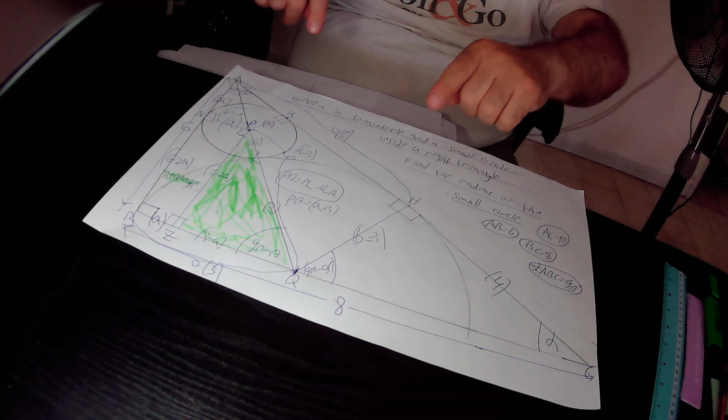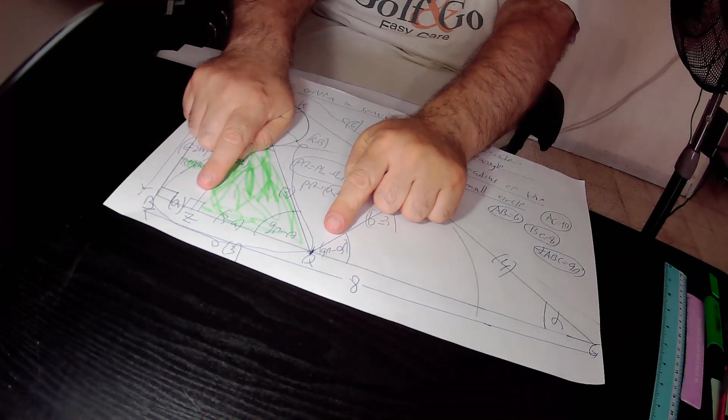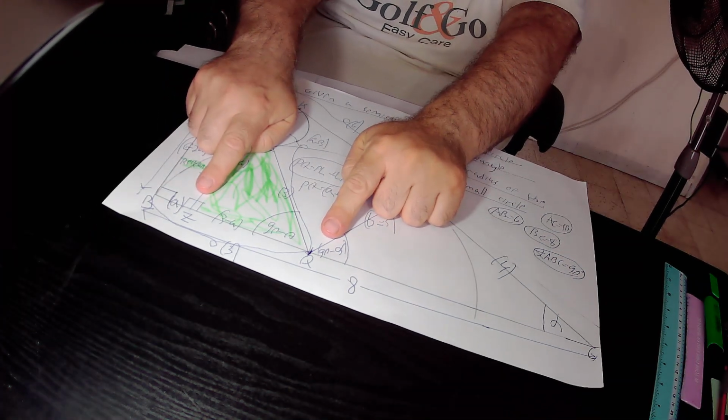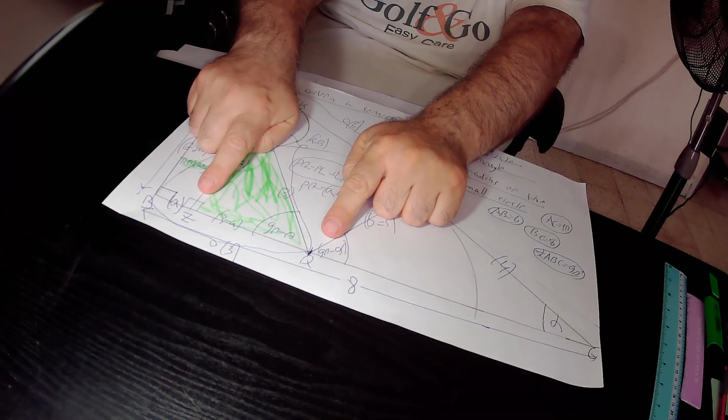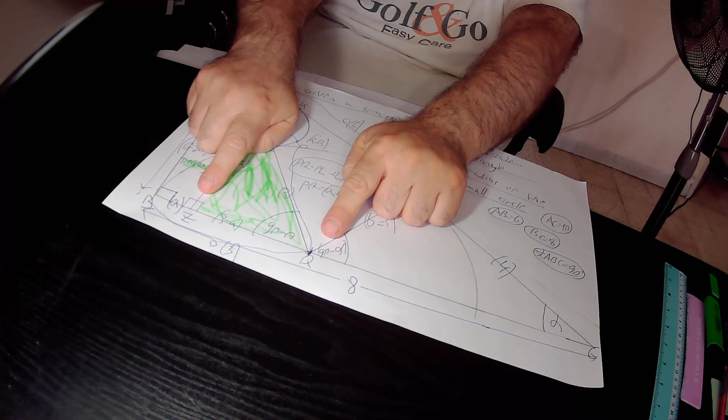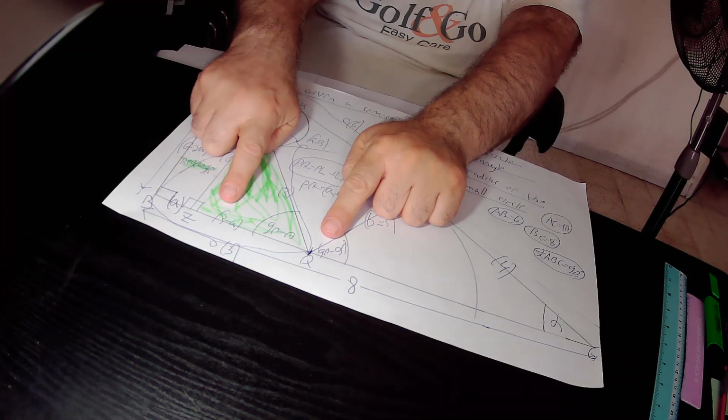In the next step we find the length of the missing segment QZ. QZ equals QB minus ZB. Again, QZ equals QB minus ZB. QB is 3 and ZB is A, so in total QZ equals 3 minus A.